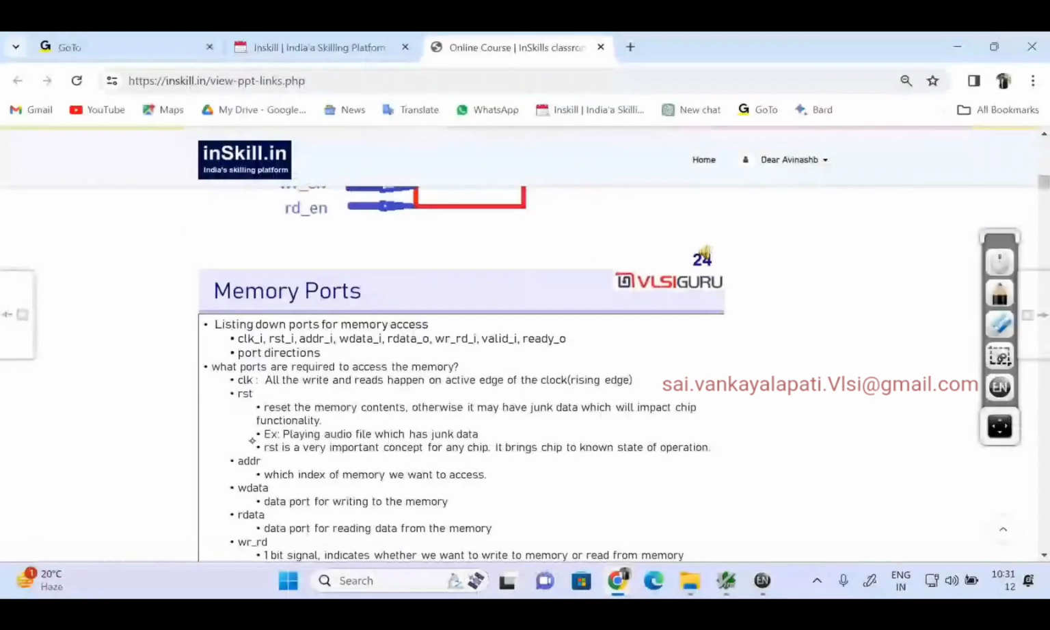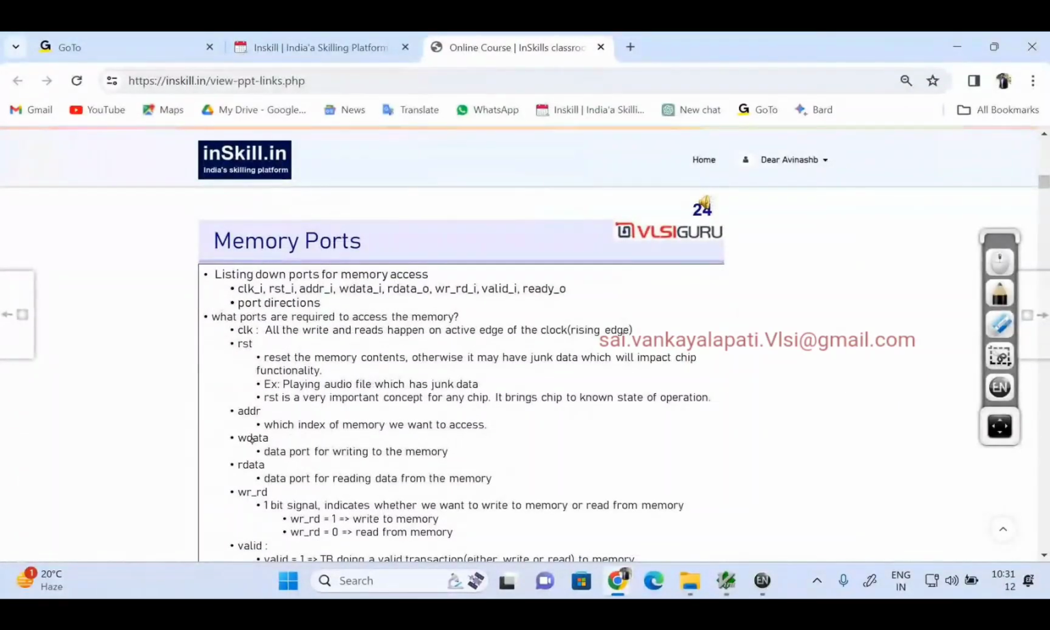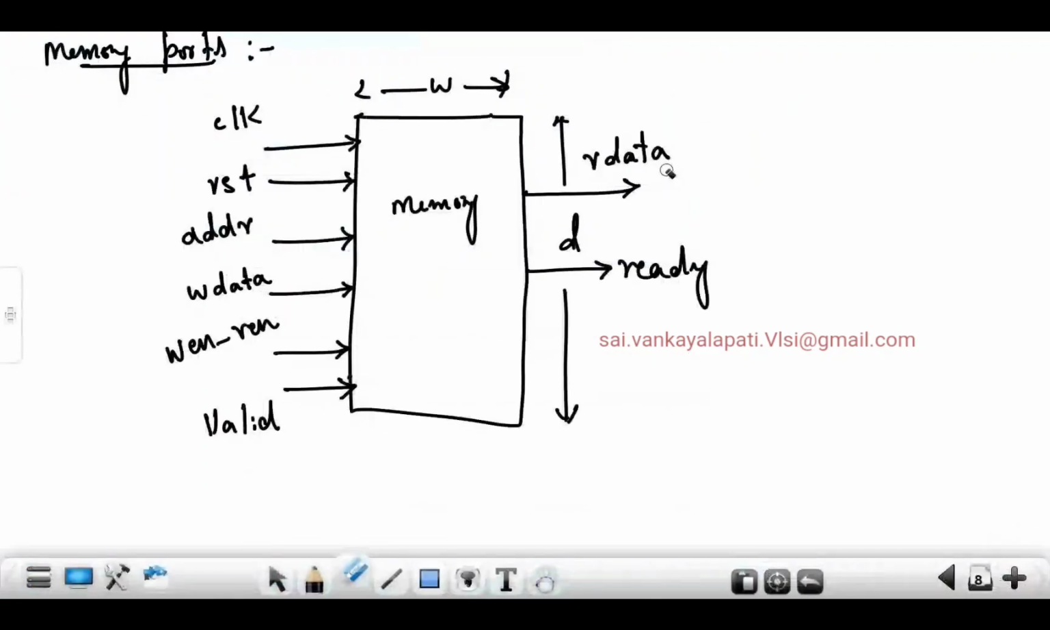So if I list down the memory ports for accessing the memory, I can write clock underscore I. For your understanding, underscore I indicates inputs. Clock is input, reset is input, address is input, W data means write data is input, and R data means read data is output. Look at this line: R data is nothing but output.